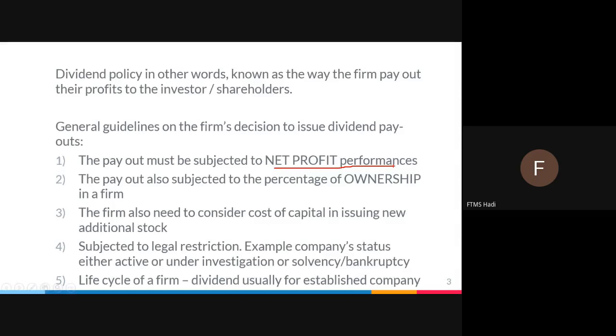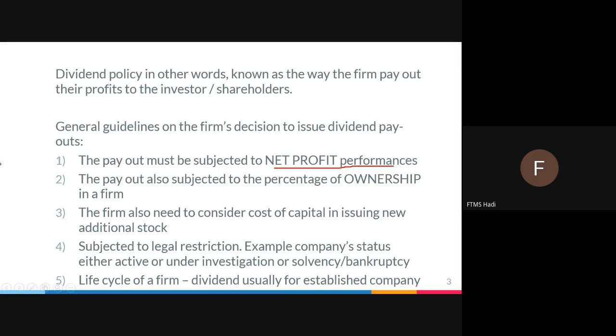What happens if a company records a net loss, which is negative profit? Of course, there will be no dividends or payout because there is nothing to distribute to the shareholders. The company is suffering losses, so there is no dividend to the shareholders. So that is the first general rule.